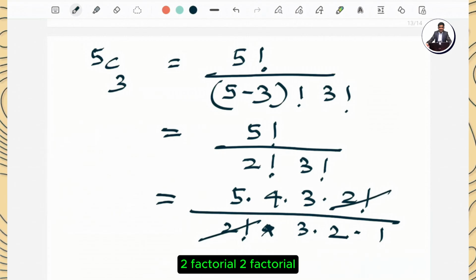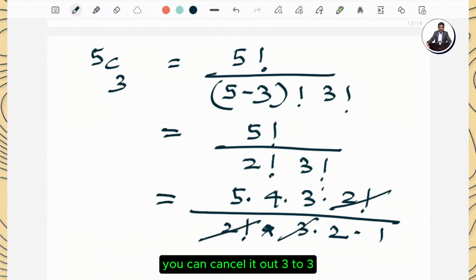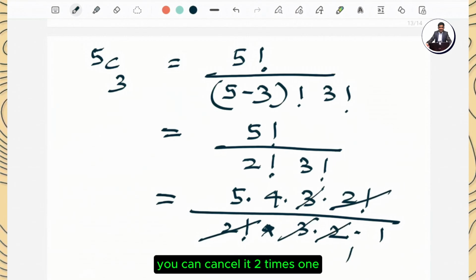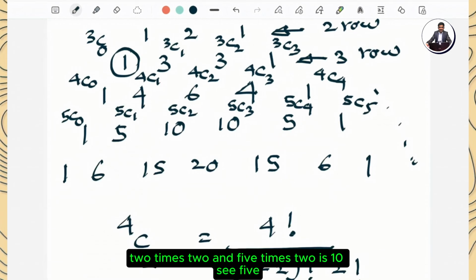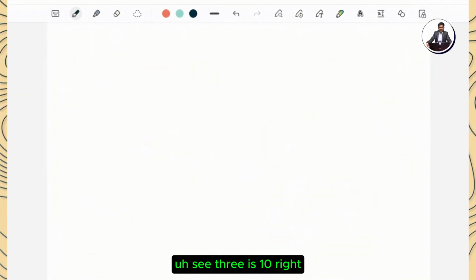The 2 factorial you can cancel out. 3 to 3 you can cancel it. Then 2 times 1 is 2, and 5 times 2 is 10. See, 5C3 is 10, right?